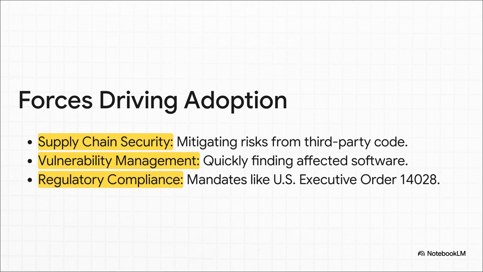Second, proactive vulnerability management. The next time a Log4j happens, and it will happen, an SBOM means you can instantly find every affected app instead of scrambling for days on end. And third, you guessed it, regulatory compliance.